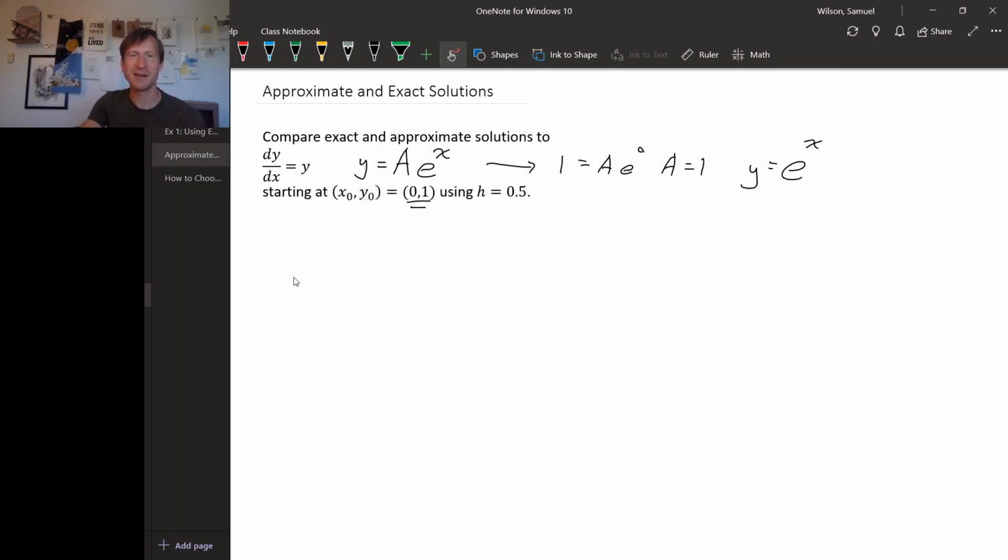So to compare this to the approximate solution that Euler's method gives us, we have to actually run through Euler's method a few times just to get some points on the approximate solution. So we're going to start with (0, 1). So that means x sub 0 is 0 and y sub 0 is 1. We're going to use step size 1/2 just to have a step size to work with. So that means x sub 1 is 0.5.